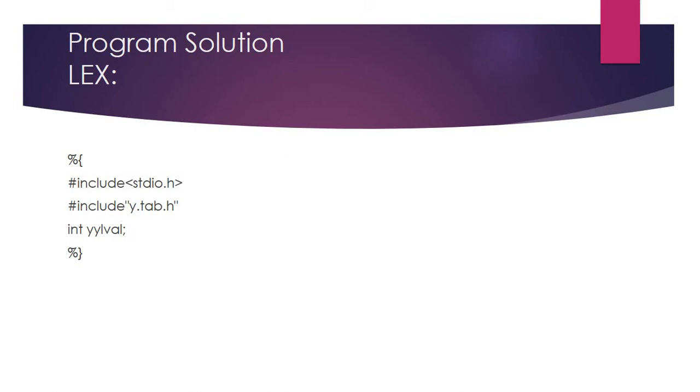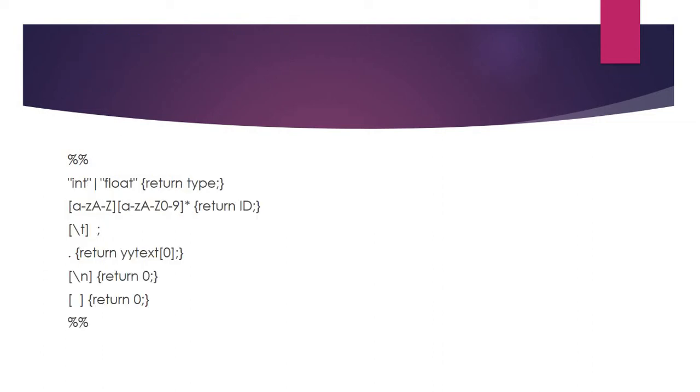Here the first one is the definition part, where we have to include the header files. The standard input output header file is included for scanf and printf, and y.tab.h is also included. Whatever tokens we have defined in the Yacc program will be defined in y.tab.h with a unique token ID. And yylval is a variable used for communicating values between the Lex and Yacc tools.